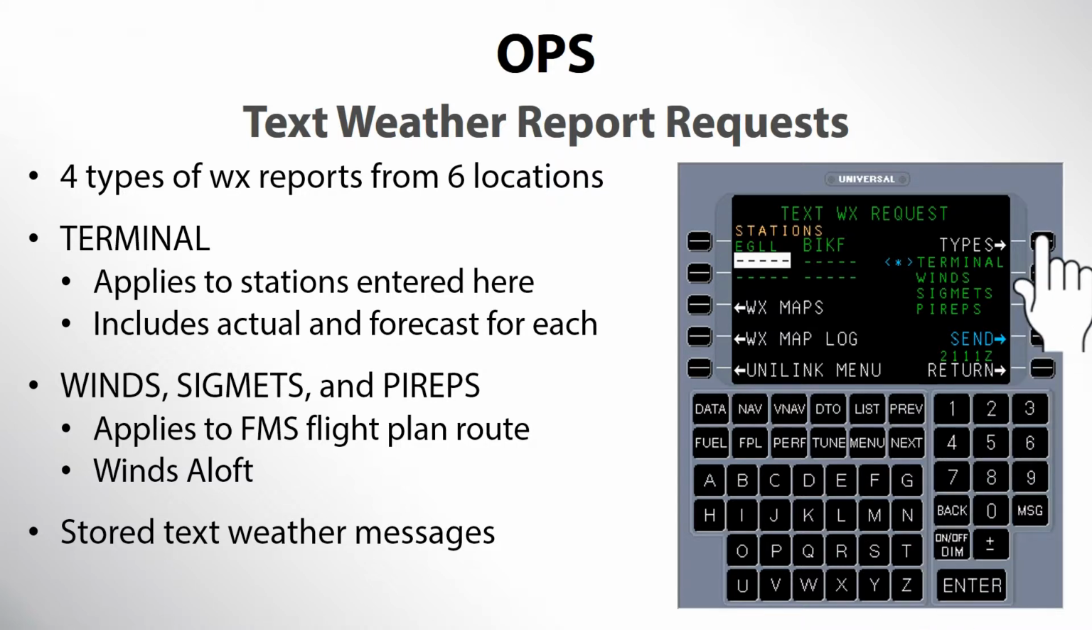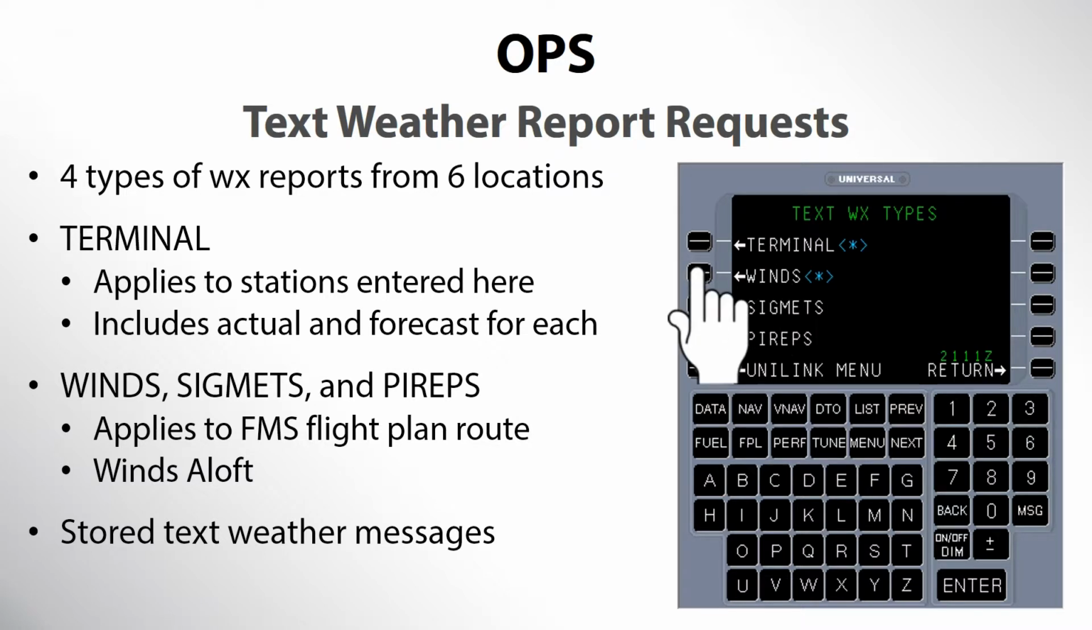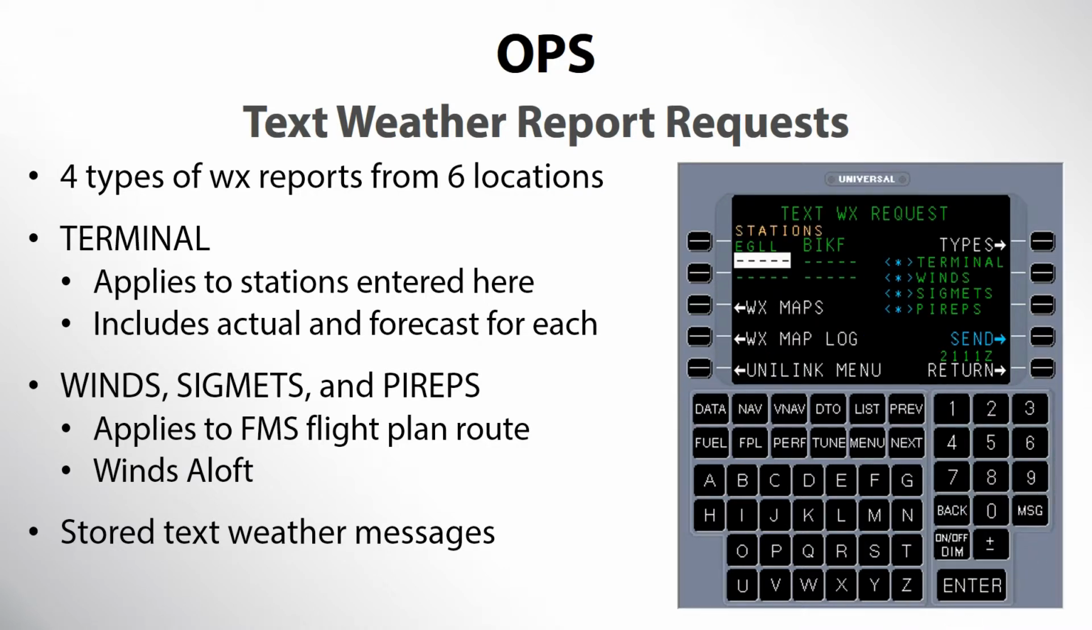Press Types to choose the type of reports to receive. Terminal is selected by default. Multiple report types may be selected. Press the line select key adjacent to the report type you want to request. After pressing Return, you will see an asterisk next to the selected report types. Press Send to place the request in queue for transmission. If you have not entered any reporting stations, you will get a Data Required banner.